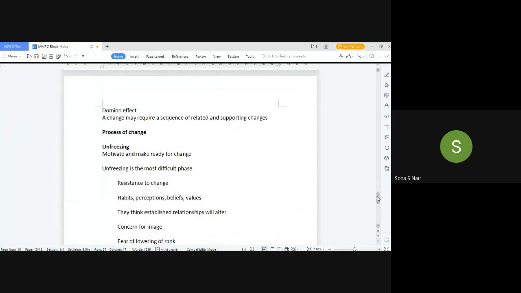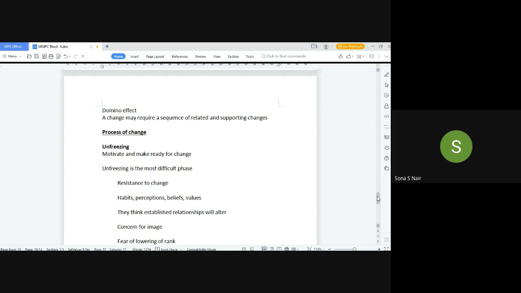Okay. So the process of change, I said the first phase of the process of change is unfreezing. Now, what is freezing? Ice freezes, right? And here we want to say that people are actually averse to change. No one wants to change. No one wants to be uncomfortable. Everyone wants to be sitting comfortably, doing whatever they are doing comfortably, without being questioned, without being disturbed.